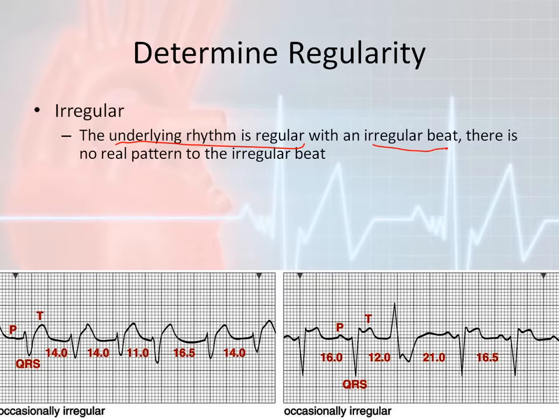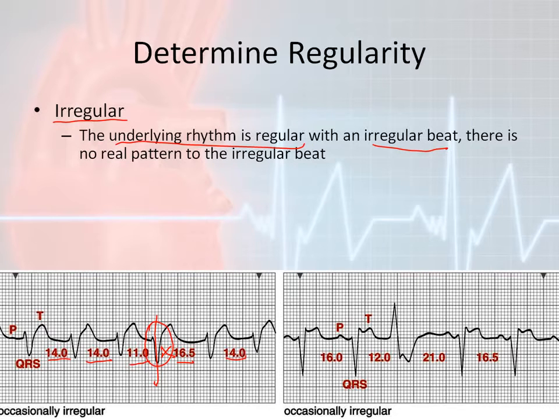If you look at the first rhythm down here on the left, don't worry about this occasionally part. I don't want you to look at that. I just want you to look at this. There's 14 little boxes here, 14 little boxes here. There's 11. There's 16.5, which means that this right here is a premature beat, but then you go right back to 14 little boxes between the QRSs. If you take your calipers, your caliper would end up somewhere over here, off from this actual QRS complex. The important thing here is that the underlying rhythm is regular. It is an irregular beat that made it an irregular rhythm.